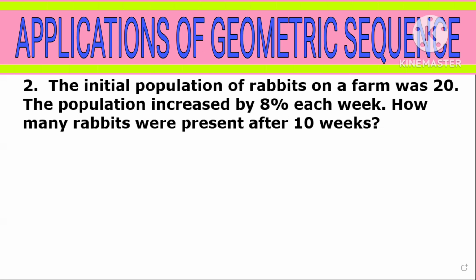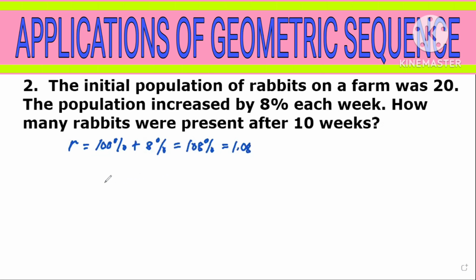Now, in this case, we will not list the terms. Why? Because we have a way of solving for r even without listing the terms. How? Well, to solve for r, all you have to do is to add the rate of increase to 100%. So r is equal to 100% plus 8% or 108%. Now, changing this to decimal form, that is equal to 1.08. Just move the decimal point twice to the left.